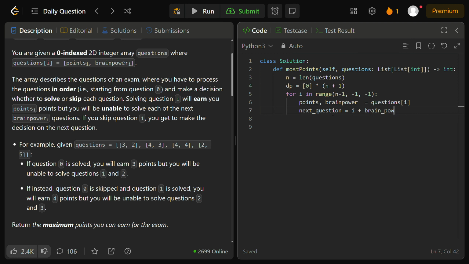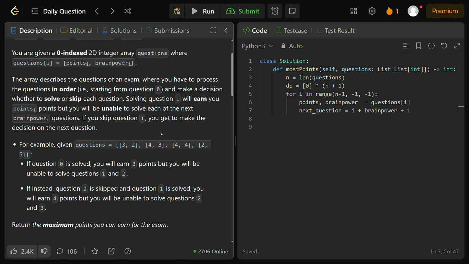That's the number of questions we skip, but we also have to add, sorry, there should not be an underscore there, we also have to add +1 for that offset, because again, let's just take index 0 for example. If we choose to solve index 0, we have to skip the next two questions. So currently we're at index 0, and index 0 plus brain power at this index is 0 plus 2, meaning we have to skip the next two questions. But look at this, 0 plus 2, the current index that we're at is 0, and if we skip the next two questions, 0 plus 2 is actually index 2.